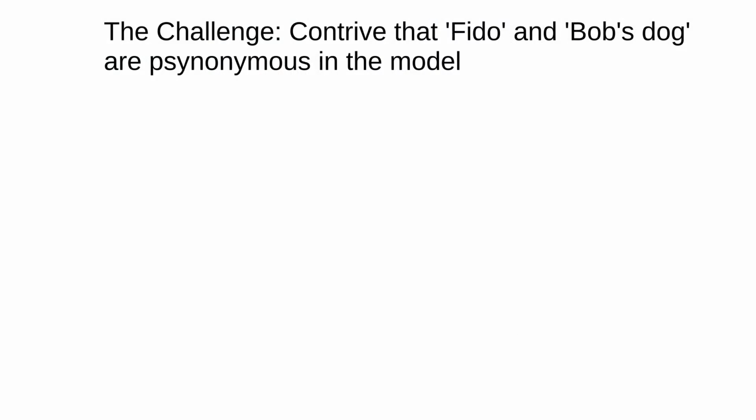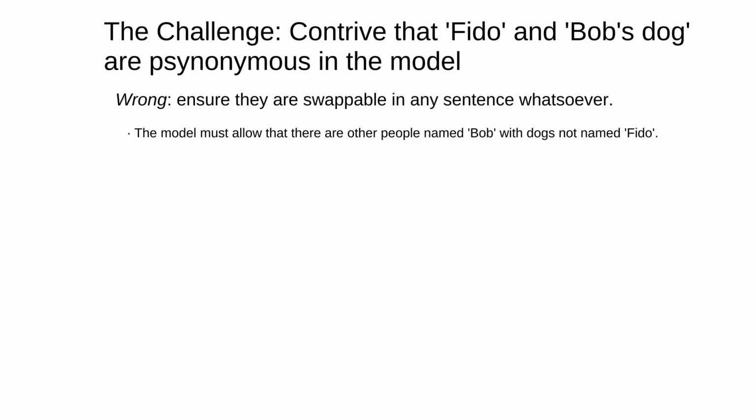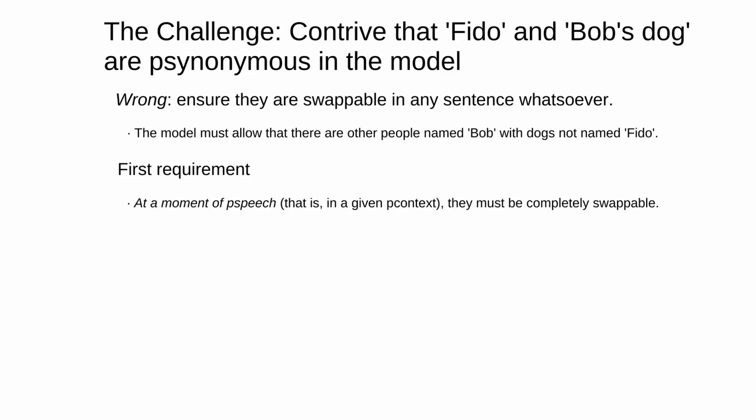Suppose in the model that some token of the sentence Bob's dog is a mutt is true. What would it take for Fido to be a synonym, if you like, of Bob's dog? Clearly not that it be substitutable salva veritate in any token sentence at all containing Bob's dog. We want to allow that there may be many Bobs with dogs in the model, not all of whom are named Fido. A first requirement, evidently, is that it be substitutable in that exact conversational context.